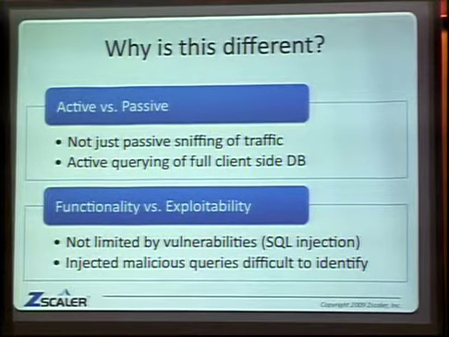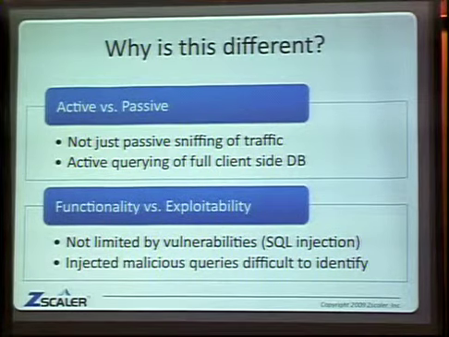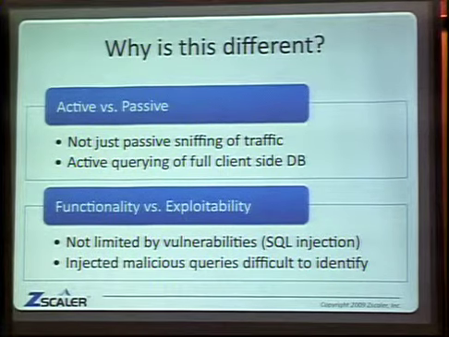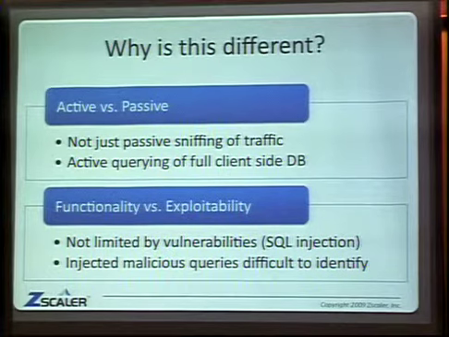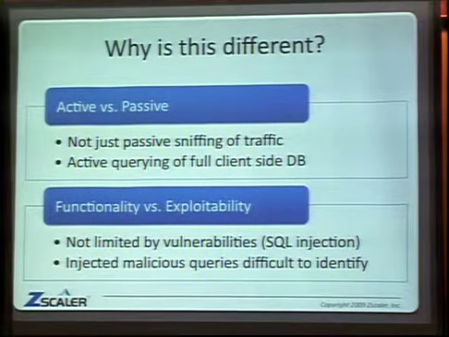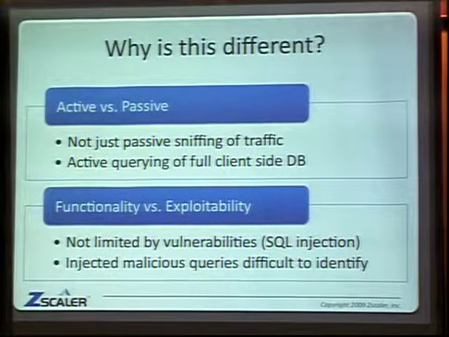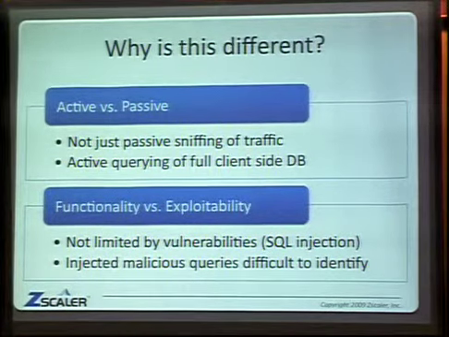As long as I can get that client-side JavaScript in there, I can write whatever query I want. I can say, give me the whole database. I can say, show me all the person's friends. I can say, show me all the phone numbers of people. So this is actually active querying of the client-side database. And this is functionality. It's not exploitability. In a traditional SQL injection attack, I have to find something that's vulnerable. So I couldn't do that on any site. In this case, if I can inject my JavaScript, it's functionality. I can query the client-side database.